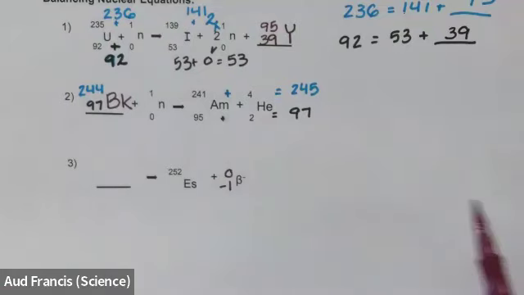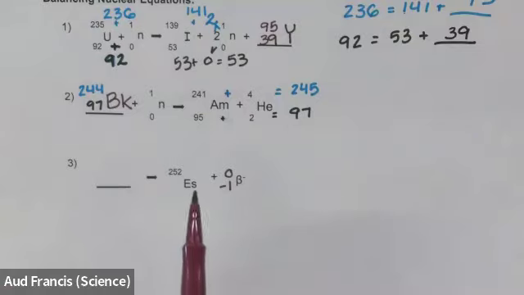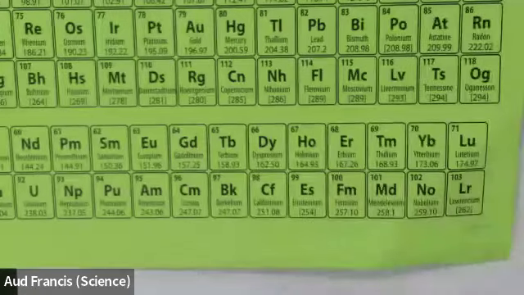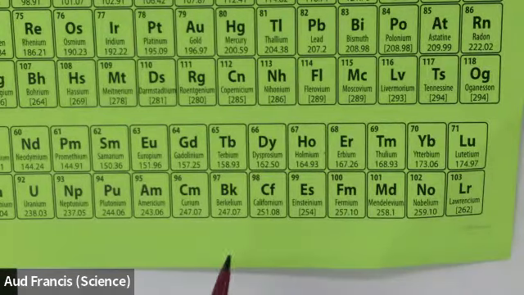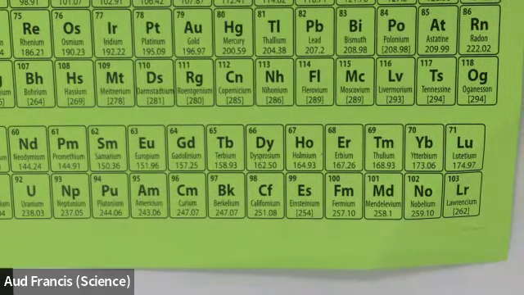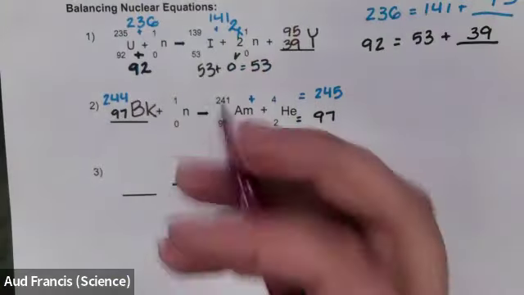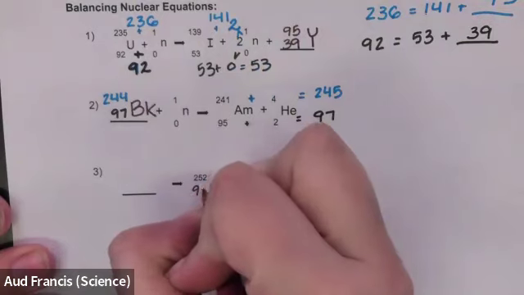The next thing I've got to do, because now I can solve my top, is figure out how to solve the bottom. I don't know the atomic number of ES yet. One thing I can do is look on the periodic table and try to find ES. ES is Einsteinium. It's right here. It's number 99. So remember that 254 is the mass. We need the atomic number, which is 99. So I'm going to write that in under 252.